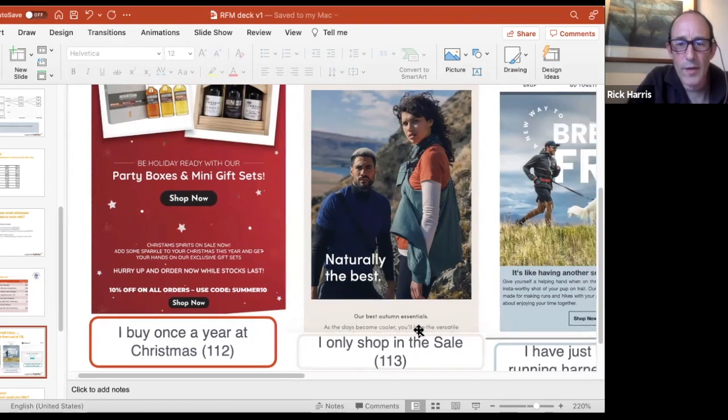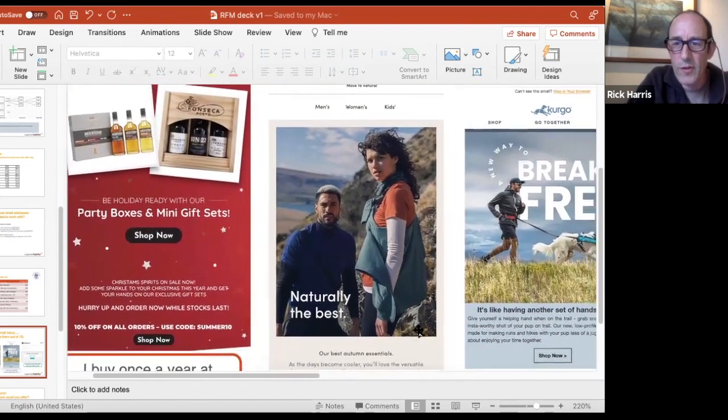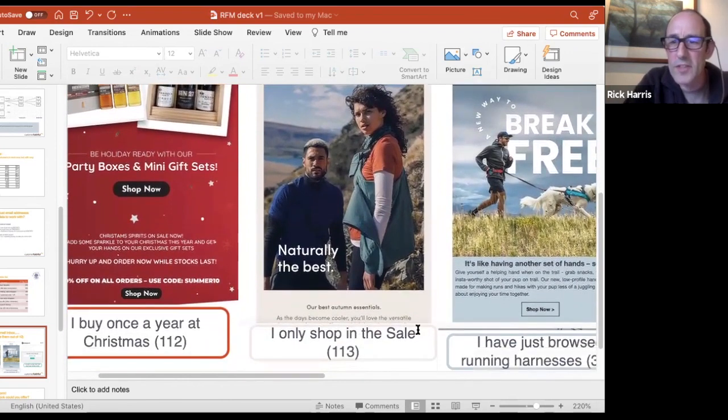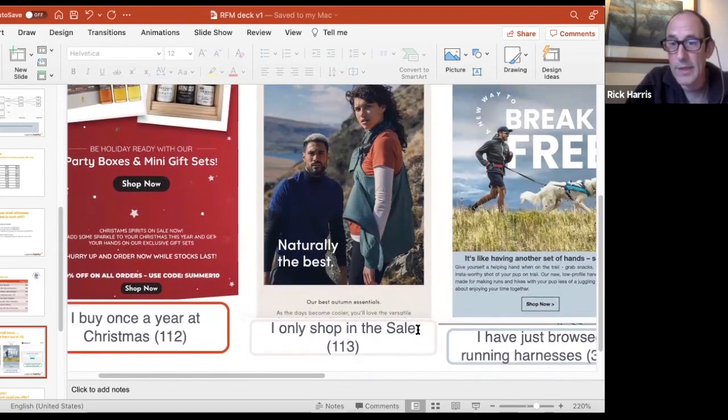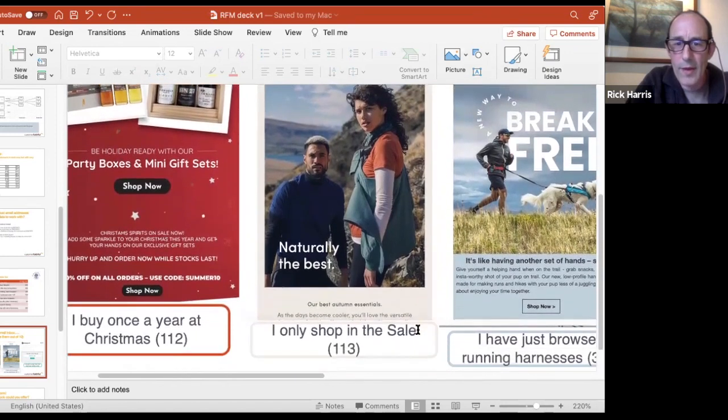Let's look at the next one. This is from Icebreaker. Don't know if you know Icebreaker. They make fabulous wool socks and other stuff. I only shop in the sale. I'm a tightwad, right? Their stuff is really expensive. So I only shop in their January sale in winter. So knowing that, and they should know, I spend plenty of money with them because I love their stuff. Been buying for years. But only once in the last year because it's a January sale.